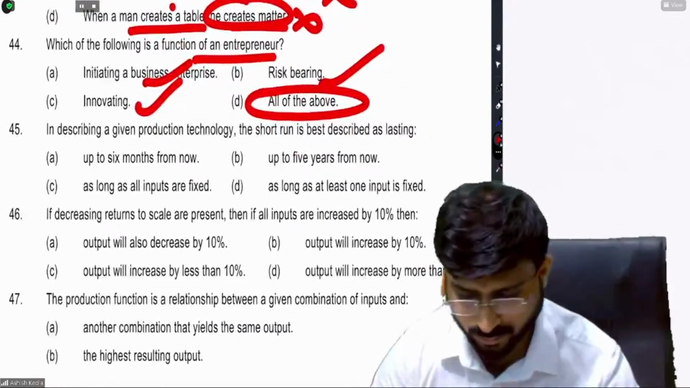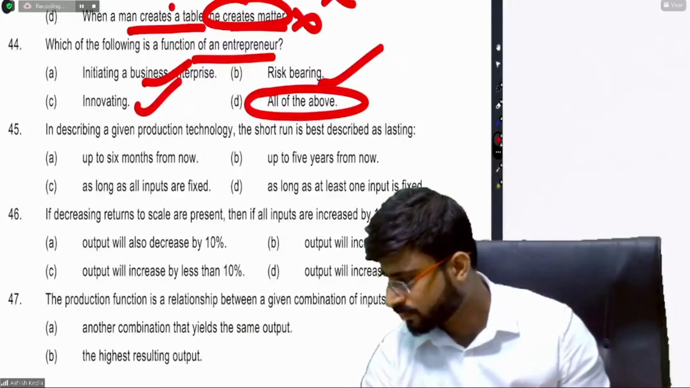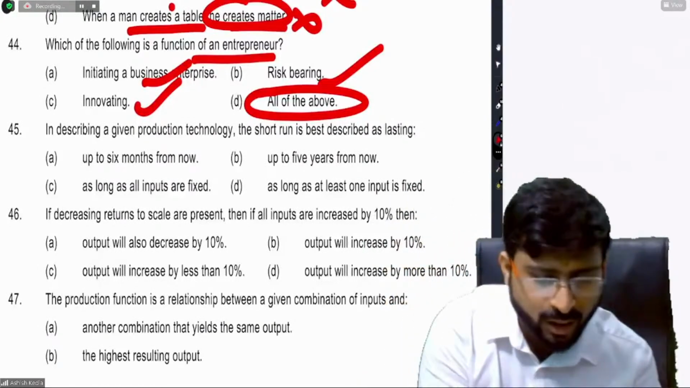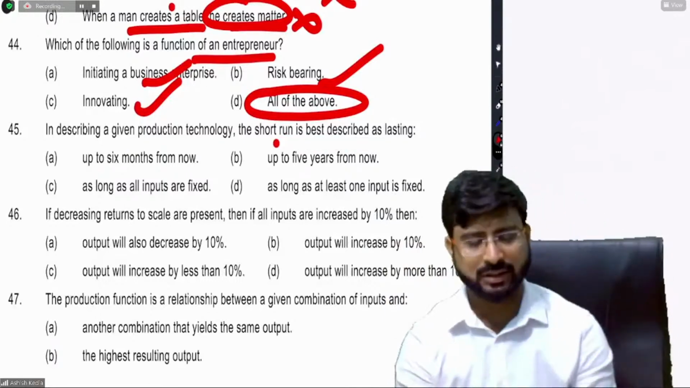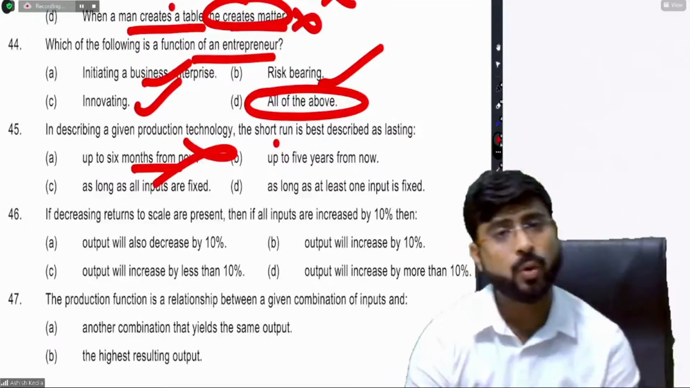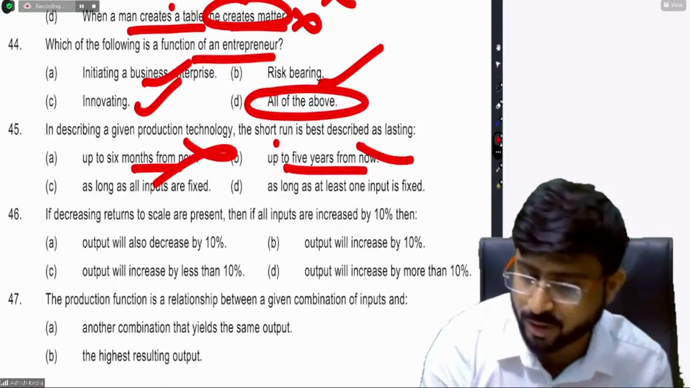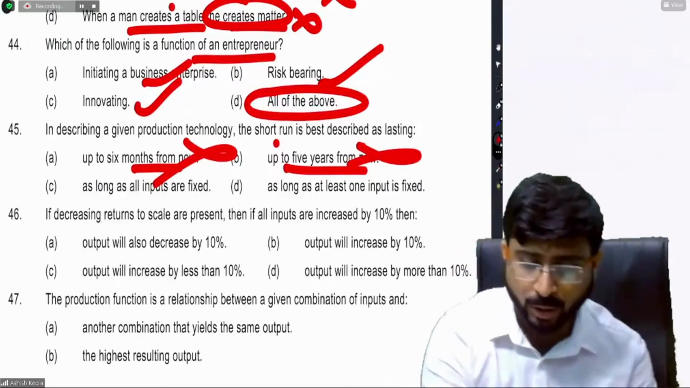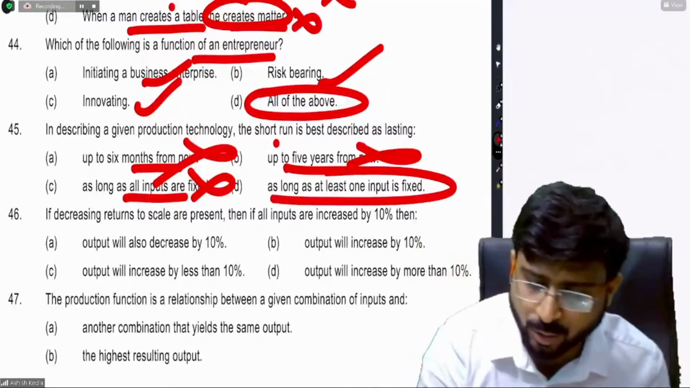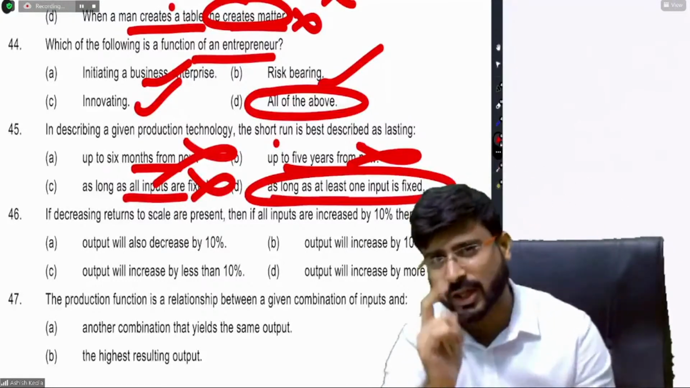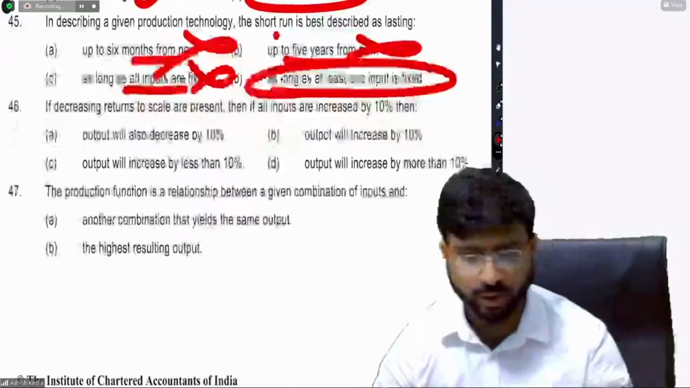So see, in describing a given production technology, short run is best described as lasting 6 months? No, no. Up to 5 years? No, no time period. As long as all inputs are fixed? No, at least one input has to be fixed. As long as at least one input is fixed. That's the correct answer. Next, moving on.